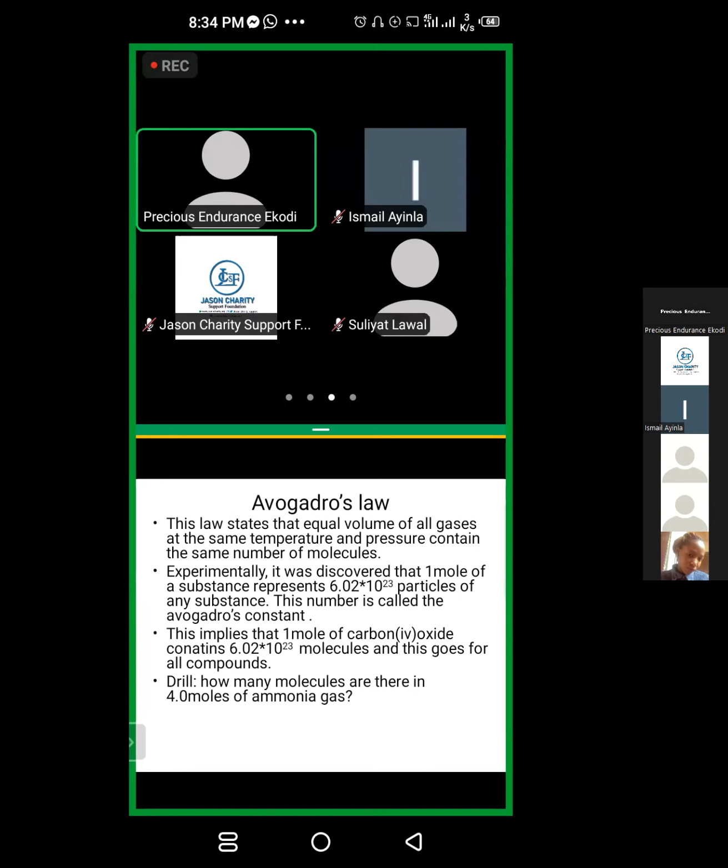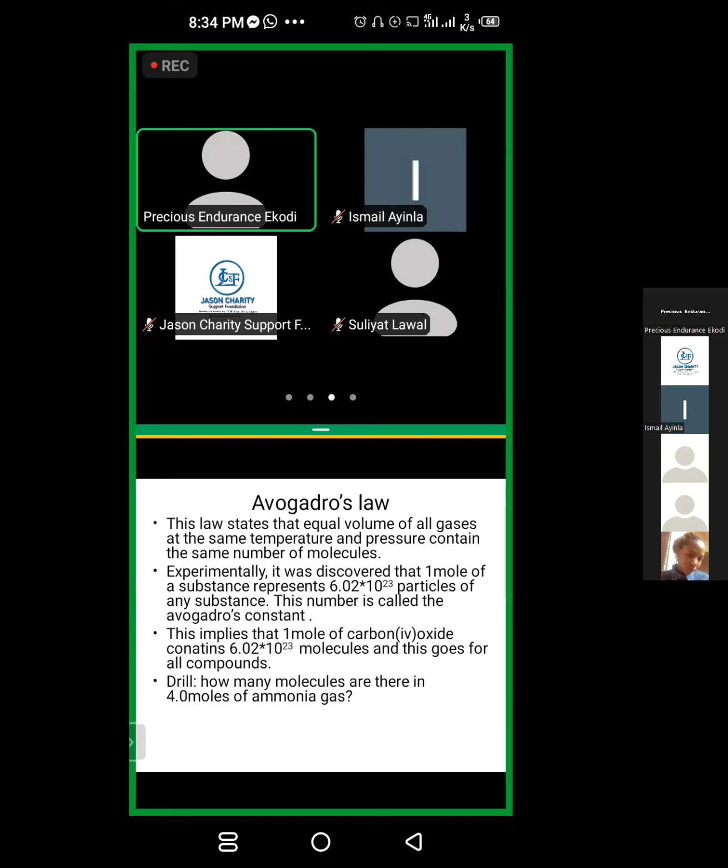What does this imply? It implies that if we have 1 mole of carbon dioxide, that 1 mole of carbon dioxide contains 6.02 times 10 raised to power 23 molecules. If we have 1 mole of carbon monoxide, it still contains 6.02 times 10 raised to power 23 molecules. Now, how does this really make sense?